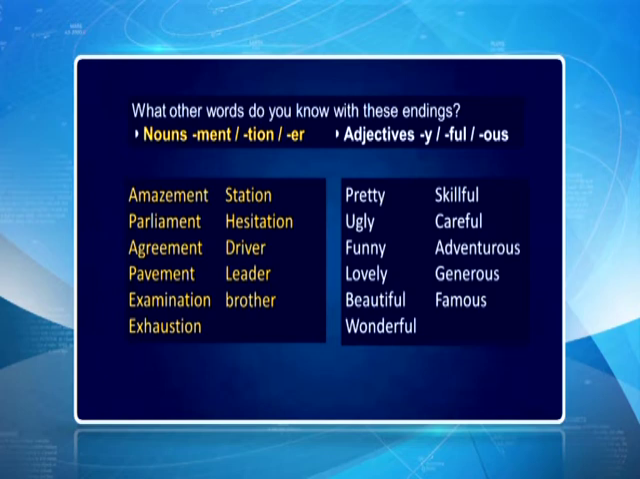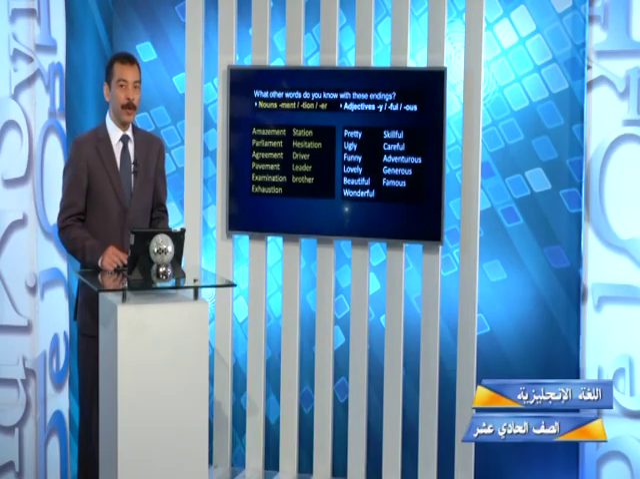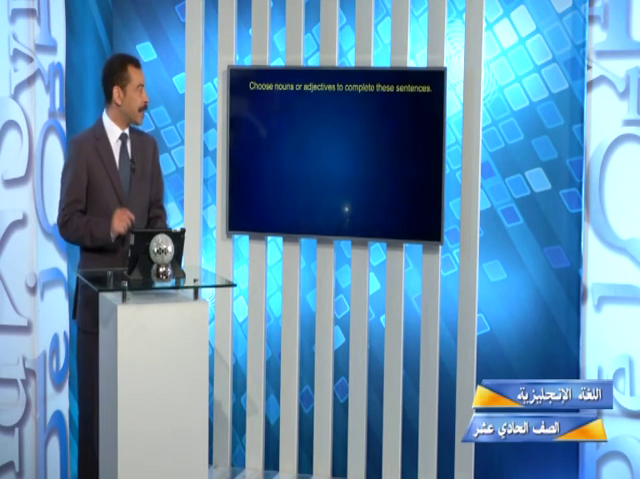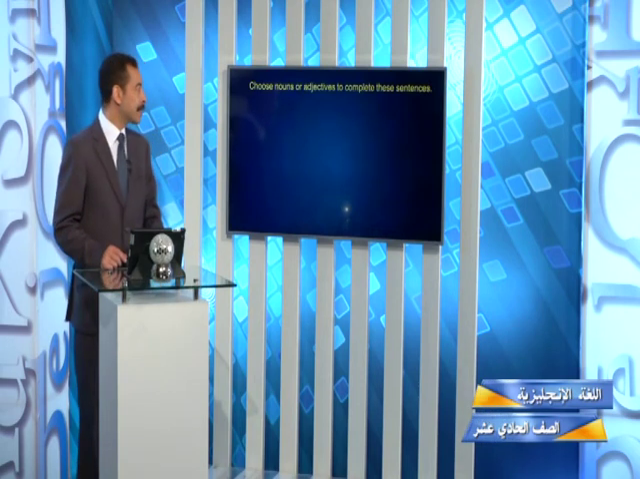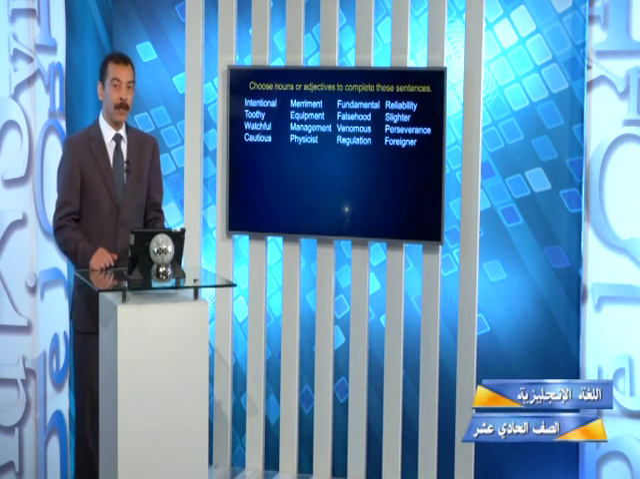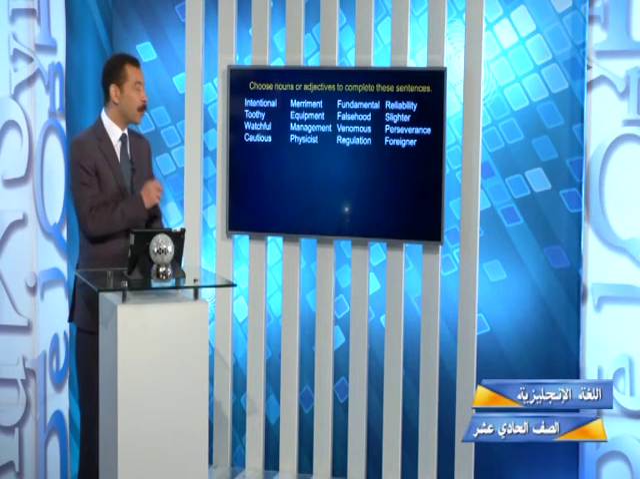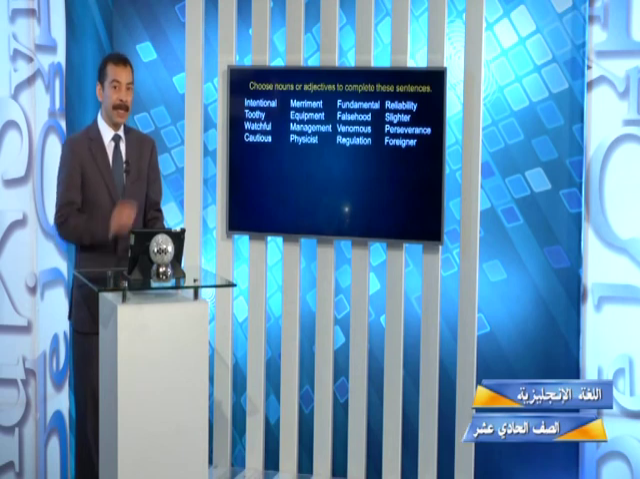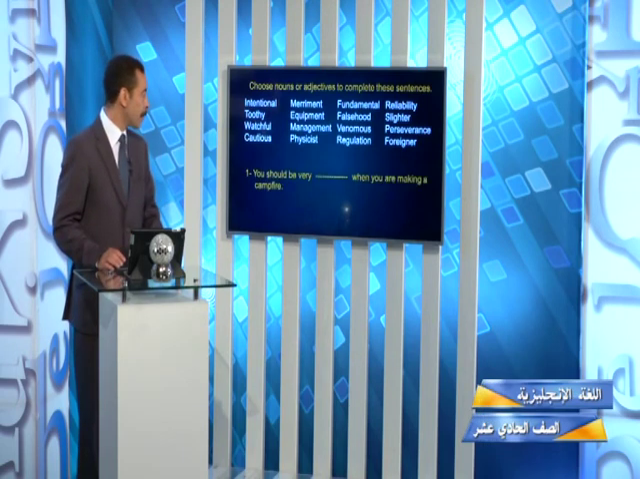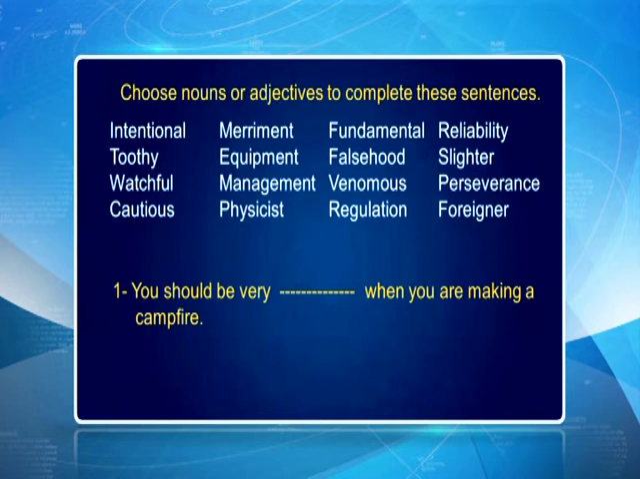All right? I hope now you are familiar with the use of suffixes, but still we have more practice on them. So our next exercise says, choose nouns or adjectives to complete these sentences. The same list of words that we have identified as nouns and adjectives. From this list, we are going to fill the blanks in the coming sentences. Number 1 says, you should be very blank when you are making a campfire. So, you should be very what?